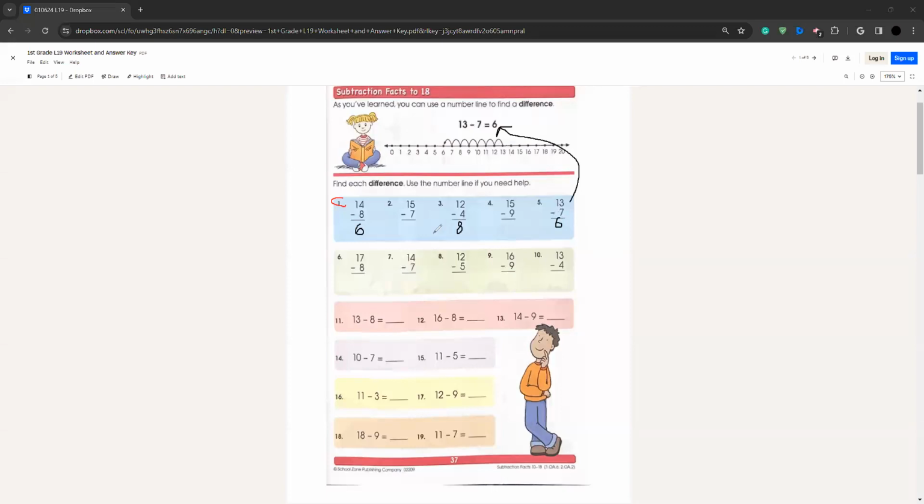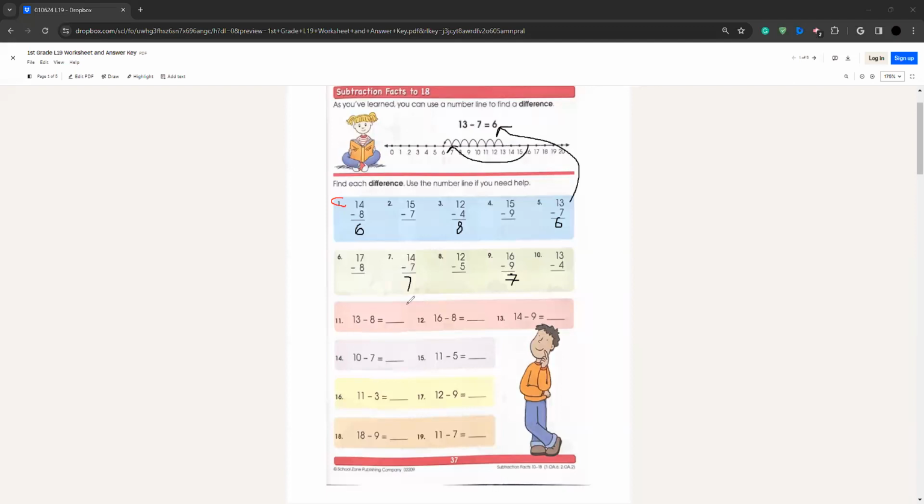Number 7, 14 minus 7, because we know that 7 plus 7 is 14. If we do 14 minus 7, we get 7. Number 9, 16 minus 9, go down 9 spaces, all the way to 5. And so, oops, sorry, wrong answer. 16 minus 9 will be 7.